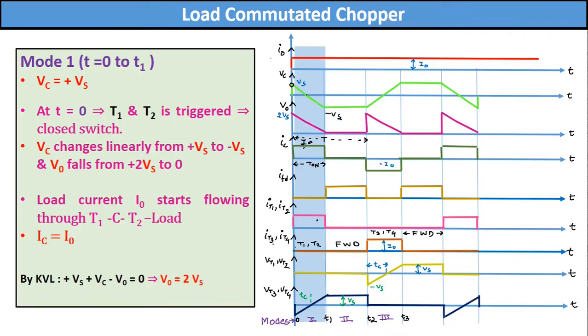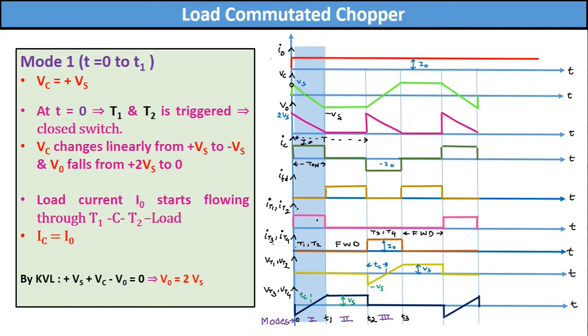As we have discussed, the load current will be equal to the capacitor current. So the capacitor current is equal to the load current in this mode of operation. In this mode, the freewheeling diode is off. Therefore, the freewheeling diode current will be equal to 0.